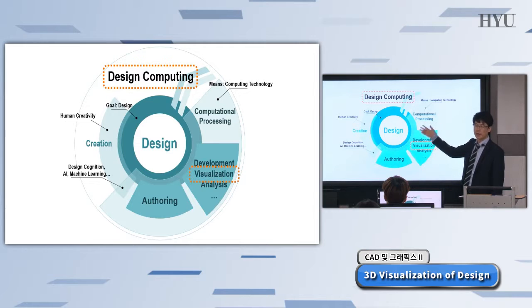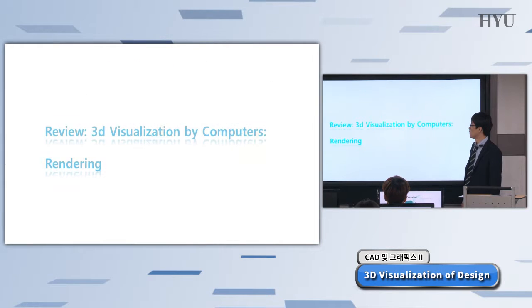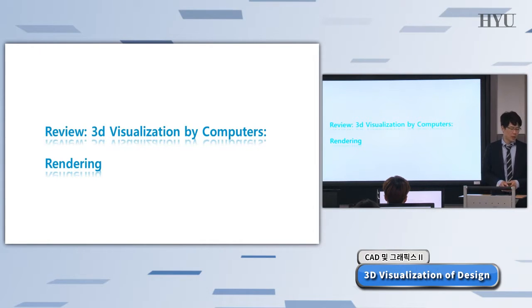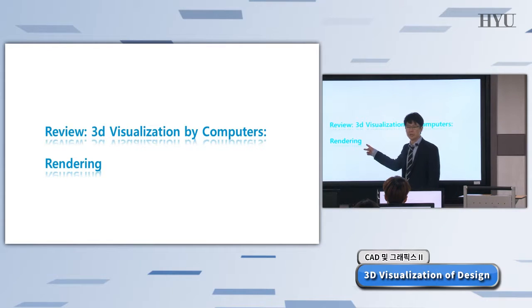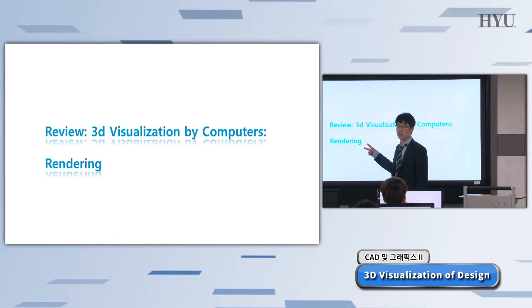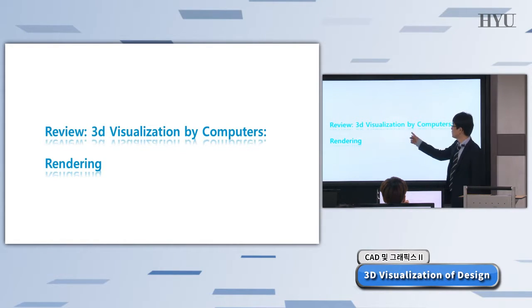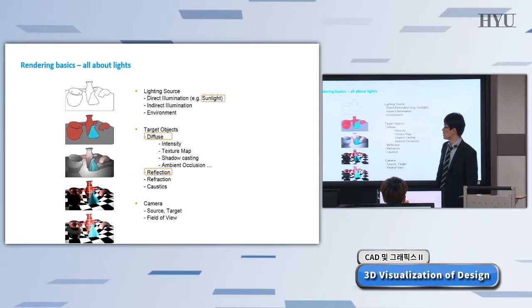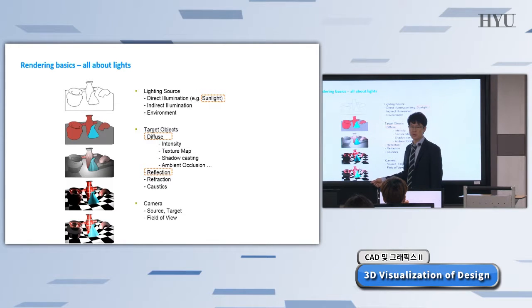In our design computing CAD&graphics2 course, mostly we are focusing on visualization, okay? So let's quickly review something about 3D visualization by computers. Actually, 3D rendering is what you learned last semester, last year, and most of you are very skillful in rendering, I hope, and I think. Anyway, 3D visualization by computers simply means rendering, but let's take a look at those different pictures.